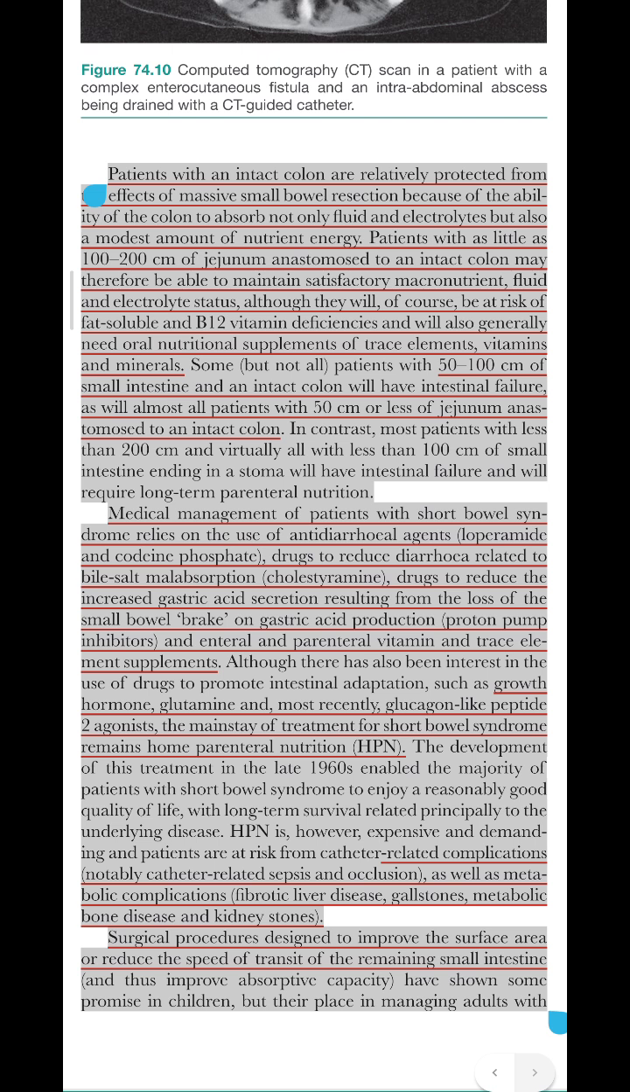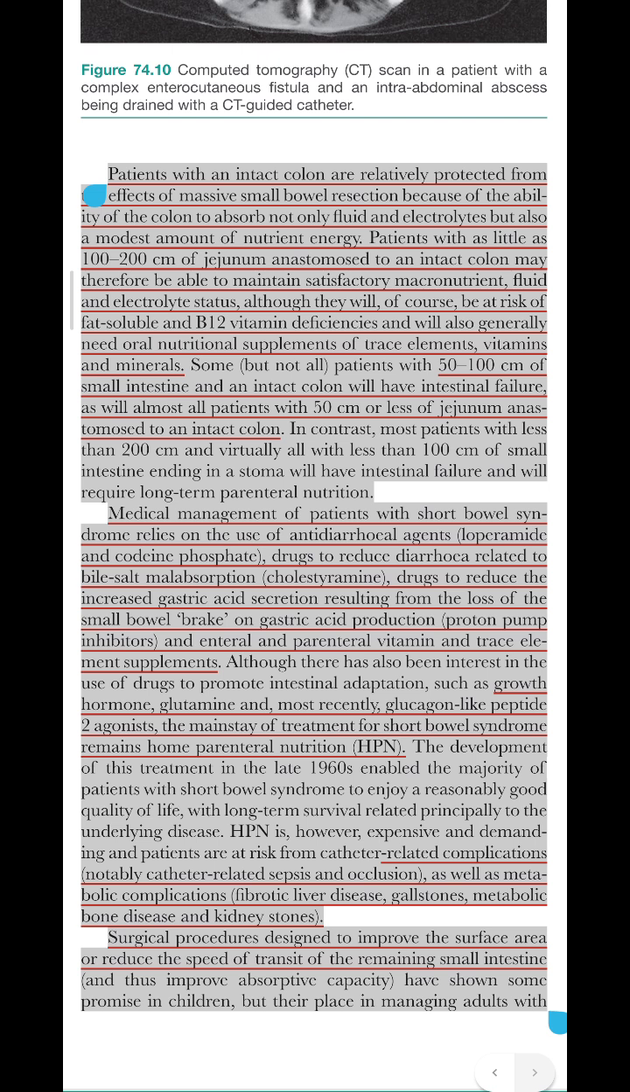The development of this treatment in the late 1960s enabled the majority of patients with short bowel syndrome to enjoy a reasonably good quality of life, with long-term survival related principally to the underlying disease. HPN is, however, expensive and demanding and patients are at risk from catheter-related complications, notably catheter-related sepsis and occlusion, as well as metabolic complications, fibrotic liver disease, gallstones, metabolic bone disease and kidney stones.